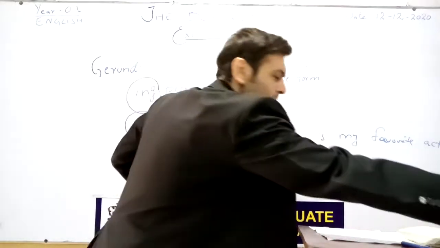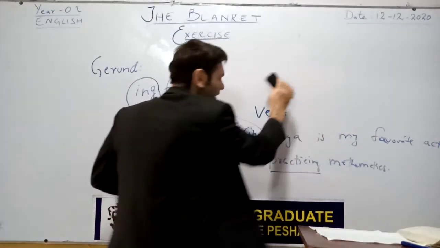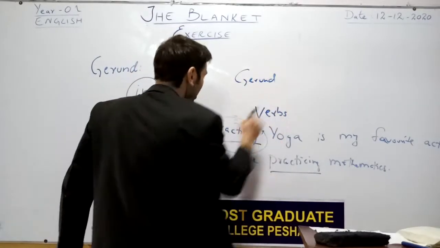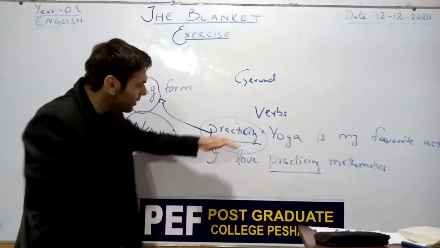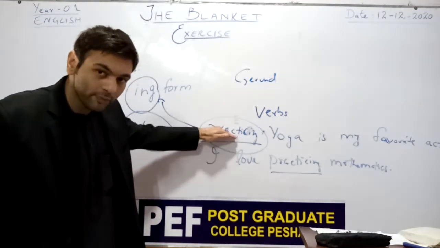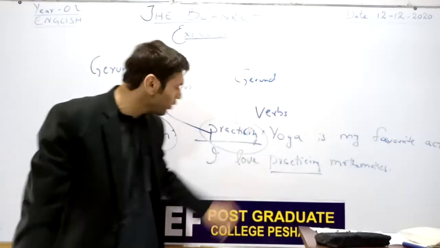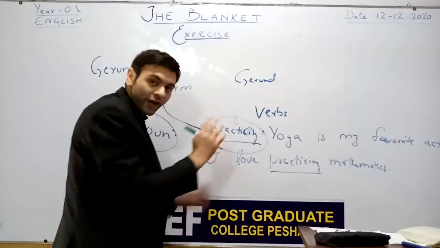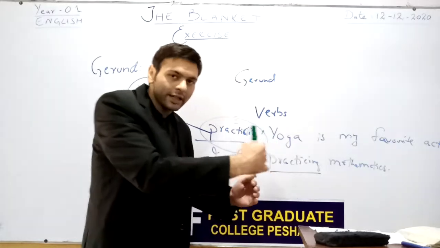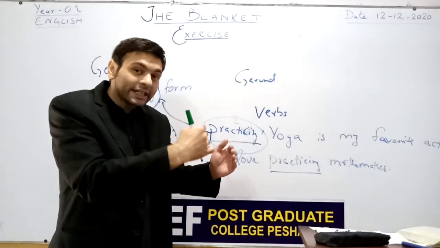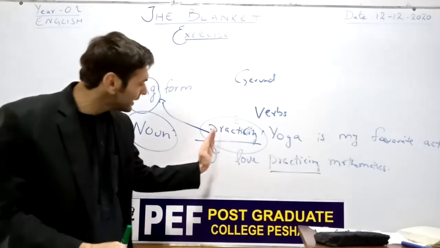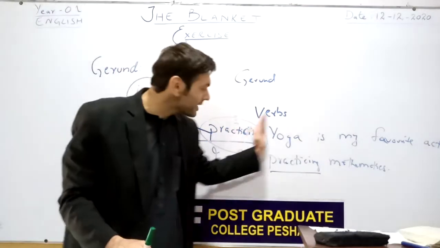For example, if I just remove this, I will write gerund. Now, it is a gerund. Why? Because gerund at the subject position. Subject position पर ये as a gerund इस्तेमाल हुआ है और यहाँ पर it is functioning like a noun. It is actually referring to that activity as a name. तो ये नाम के तौर पर इस्तेमाल हुआ है. That is why it is known as practicing yoga.